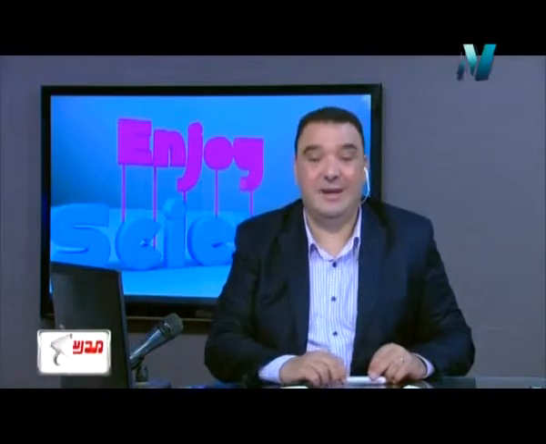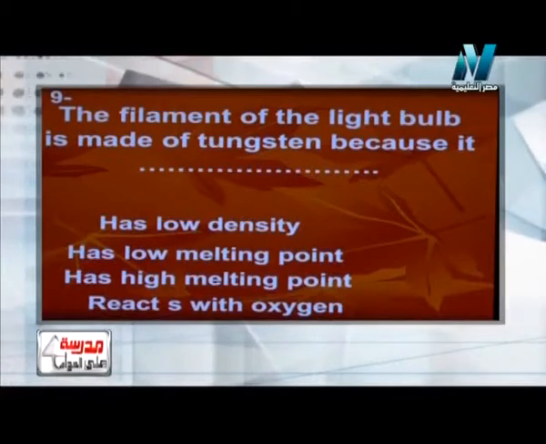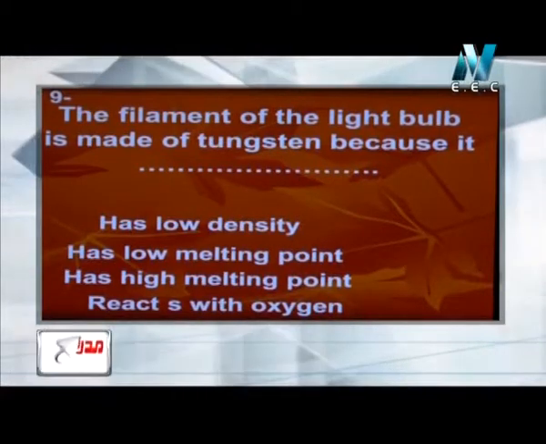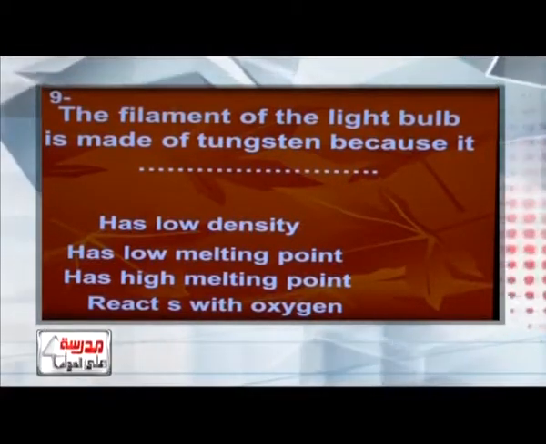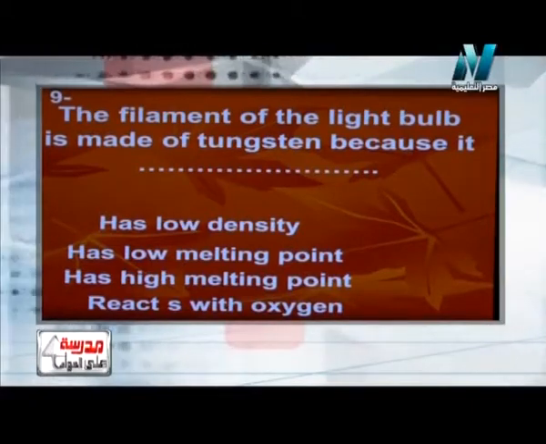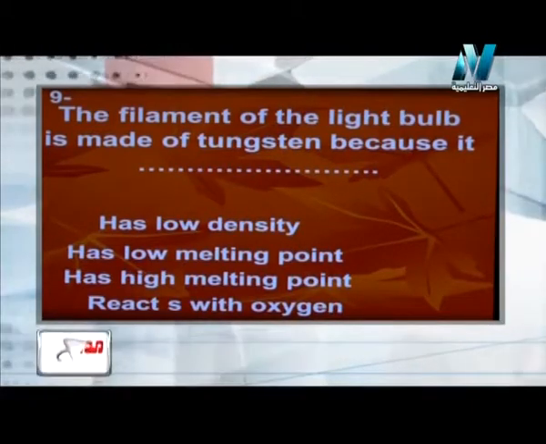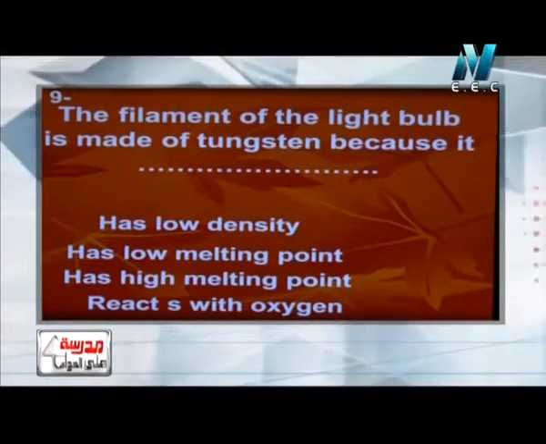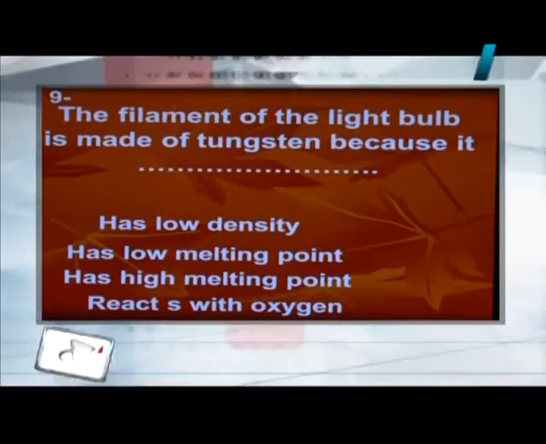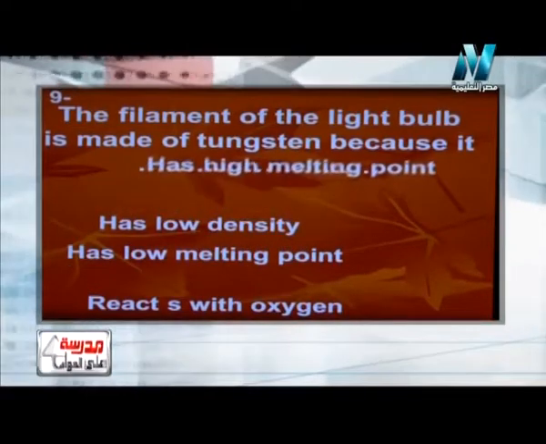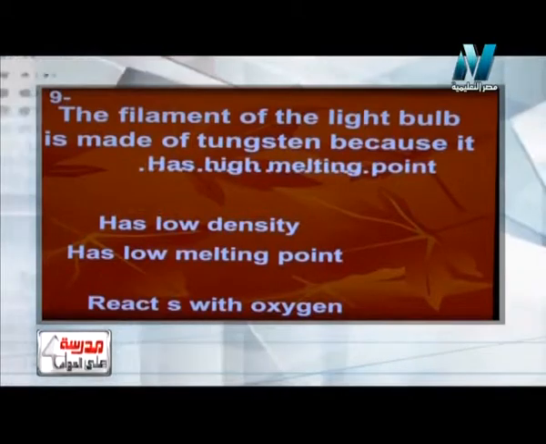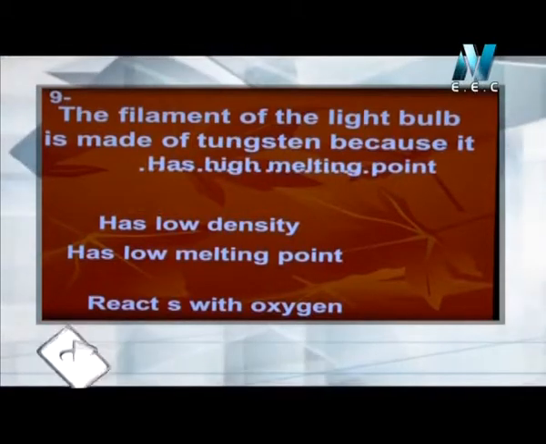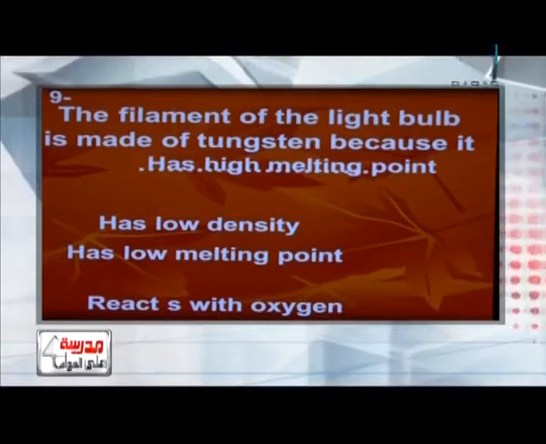The filament of the light bulb is made of tungsten because it has low density, low melting point, high melting point, or reacts with oxygen. So, because it has a high melting point, the filament is made of tungsten.